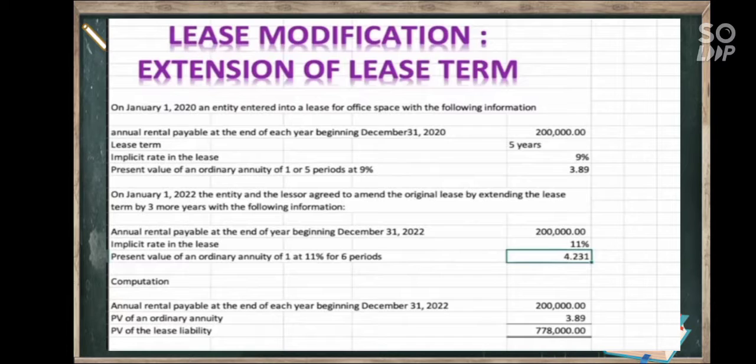Implicit rate in the lease is 11%. Present value of an ordinary annuity of 1 at 11% for 6 periods is 4.231. So, computation.